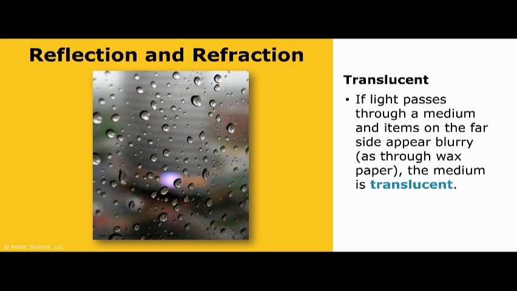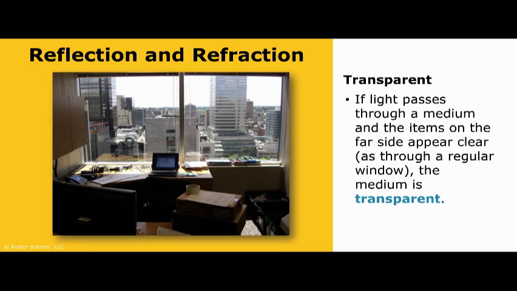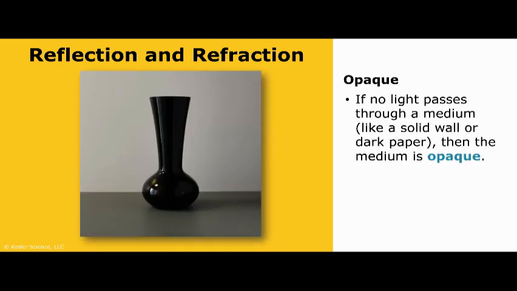You might have a shower curtain like that or a shower door. Some classrooms, I know mine does not have that, but they'll have some sticky substance on there that will actually kind of blur out the vision through there. And can you think of some other ideas too of translucent? We didn't really talk about transparent, but you can think about those as well. Opaque: if no light passes through a medium, it's like a solid wall or dark paper. The medium is opaque. Nothing's getting through. That light is not passing through.